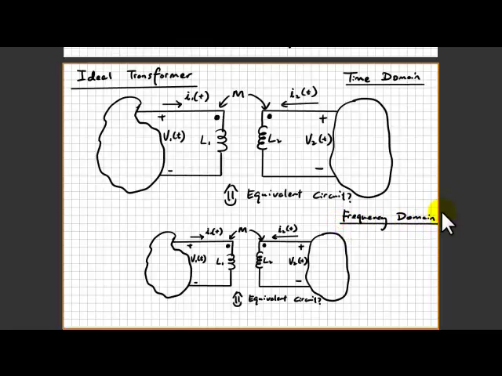So to change from time domain to frequency domain, I'm going to need to remove this box here and include an additional element, which is the voltage source. The voltage source here will be this circle with the plus and minus connecting back to the black box.